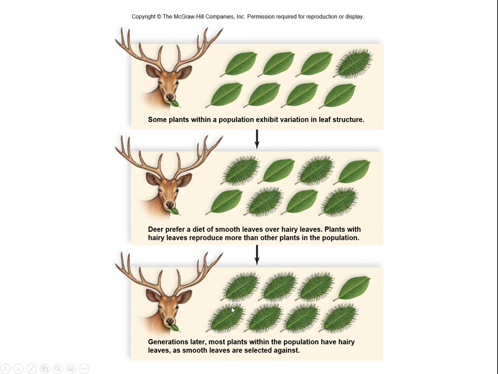Obviously, the plant doesn't want the deer to eat its leaves, because ultimately that can lead to damage of the plant, and then ultimately for the plant to die. It says here, generations later, most plants within the population have hairy leaves, because the smooth leaves are selected against. The hairy leaves are selected for by the environment, and the smooth leaves are selected against. So that's an example of natural selection.